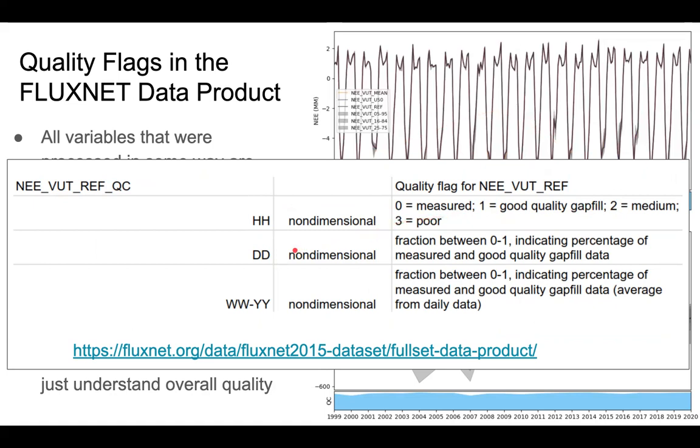For the higher aggregations, this is basically a fraction of the values that we were able to, that were either measured or we were able to gap fill with good quality. And just note that for weekly to yearly resolutions here, this is an average from the daily data. So that might have an impact on how you filter your data. So just keep an eye out for that. And the details for the full set data product in the fluxnet.org website will have the details for that.